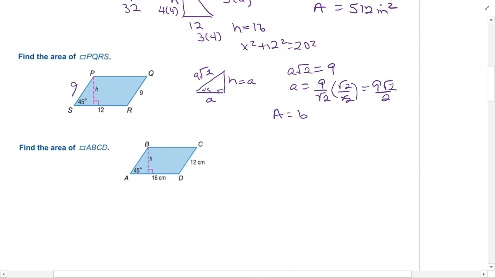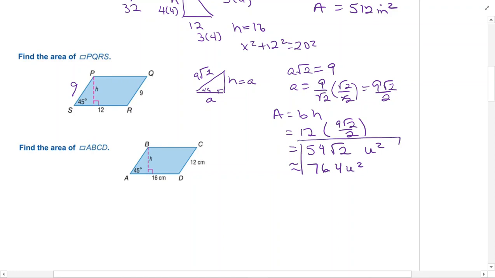So area equals base times height. The base is 12. The height is 9 rad 2 over 2. The exact area is 54 rad 2 units squared, which is approximately 76.4 units squared. Again, I'm going to want both of these answers.